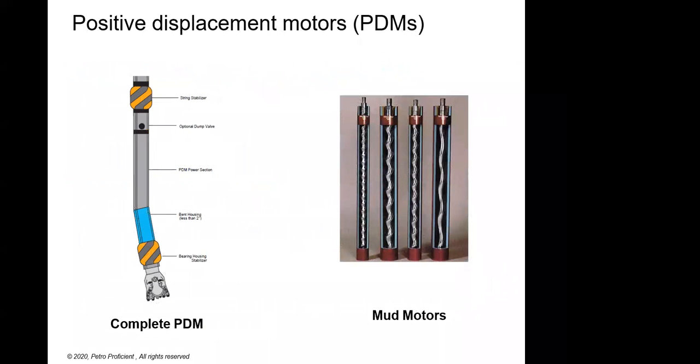But the most common ones are positive displacement motors. They appear like this. You have your stabilizer, your dump valve, your power section, your bent housing, and your bearing housing, stabilizer, and then your bit. And here you see in your power section how you can have different configurations depending on your torque requirement, or power requirement, basically. So if you need higher power, you have more lobes, as they call them here.